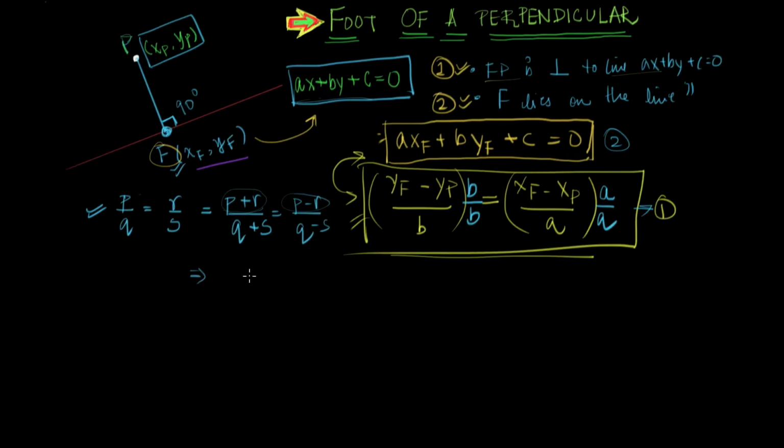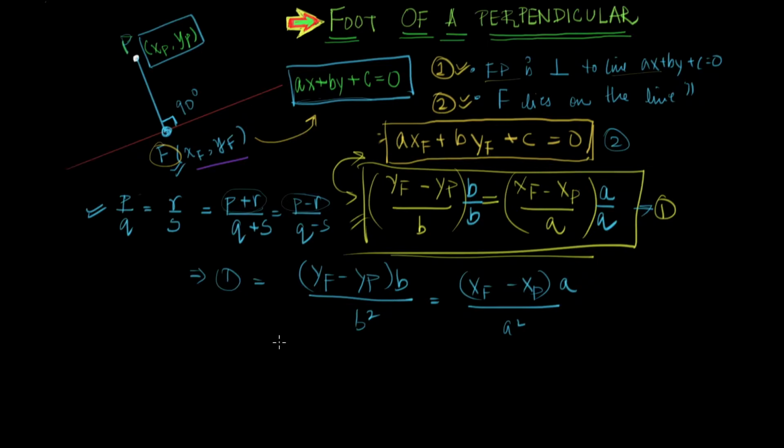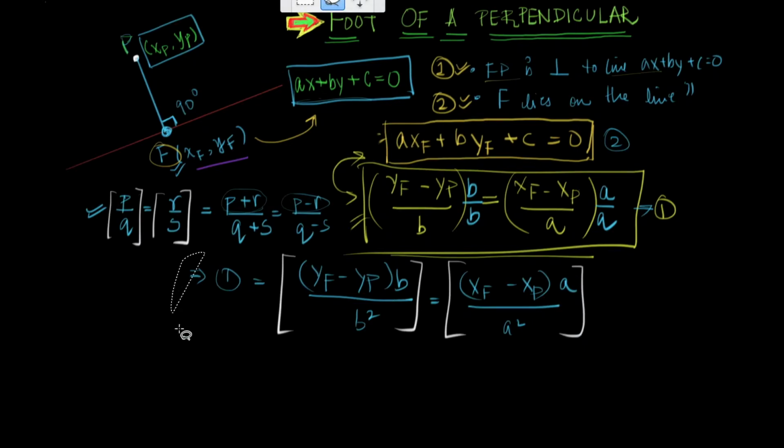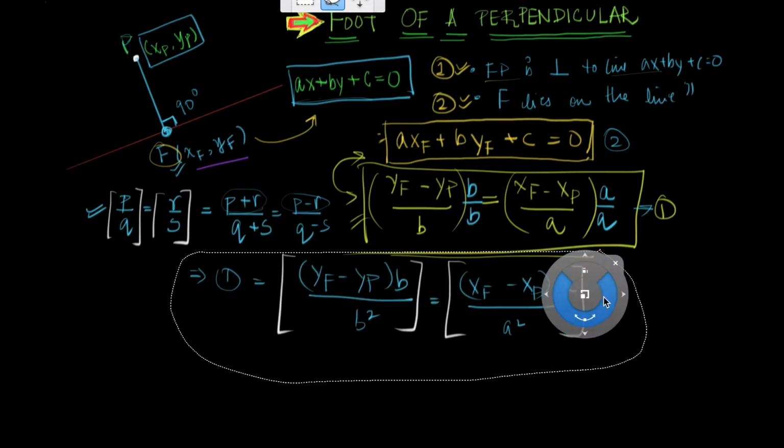Therefore, we have y f minus y p multiplied by b squared equals x f minus x p multiplied by a squared. Now treating, let me change my pen, treating this factor as p by q and this ratio as r by s, we can write that this whole thing, let me just shift it to one side, like so.